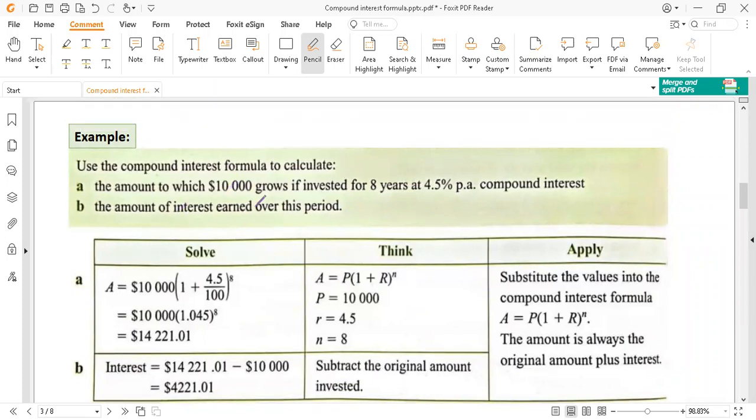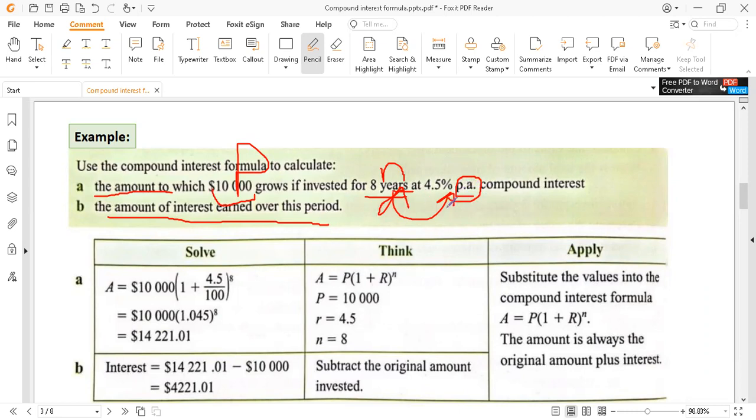First of all, we want to explain how to apply the formula directly to calculate the amount of investment and the amount of interest earned over this period. We have 10,000 dollars, so this is the big P for us. If the investment is for 8 years, that is the n. The compounding period is given in years, 8 years, and the rate is per annum. We should ensure that we are using the same unit.